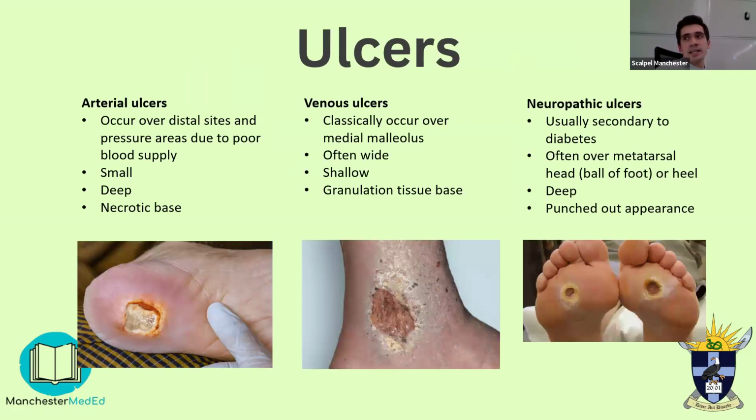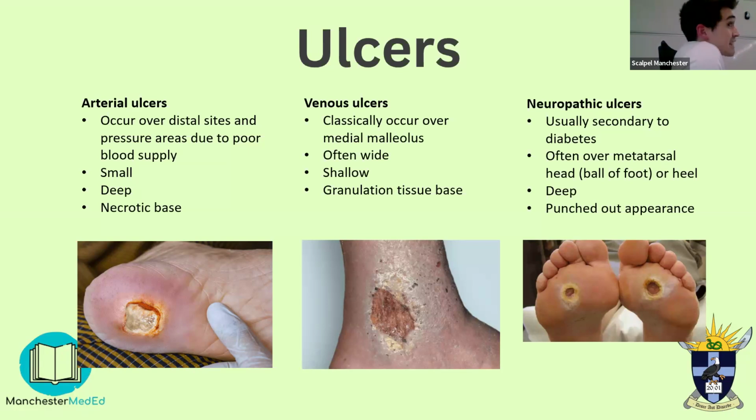So ulcers, here is a very quick one slide overview of the different kinds of ulcers you can get. So arterial ulcers, these occur over distal sites where you've got pressure and occur due to poor blood supply. They tend to be small, deep, and with a necrotic base. So what happens is you get pressure on an area or you get injury to an area. There's no blood getting there, so there's no white cells getting there. So it can't heal, so it just stays in this injured state. And because there's no white cells to help form this granulation tissue at the base, it just gets necrotic. Venous ulcers, sort of the opposite of arterial ulcers.